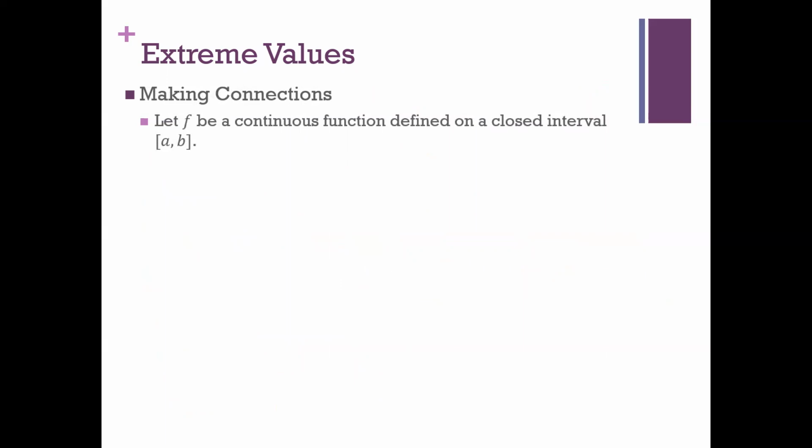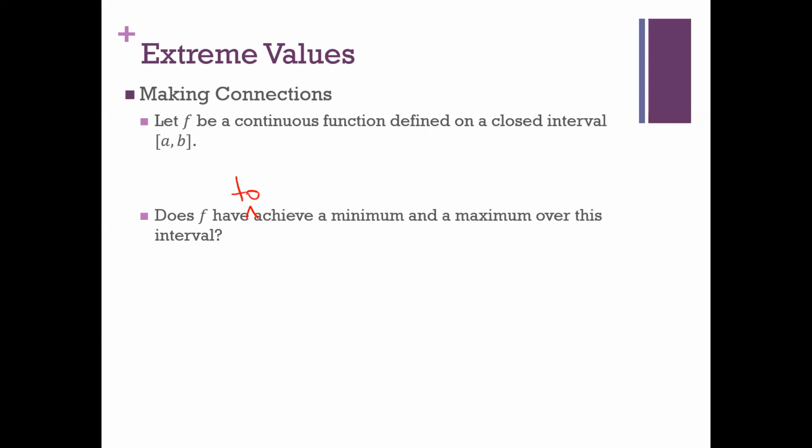So let's think about something here. I want f to be a continuous function defined on some closed interval between two real numbers a and b, whatever they are. Does f have to achieve a minimum and maximum on that interval? What I mean is, is there an absolute maximum and an absolute minimum? Does there have to be? Yeah. Got one vote for yes, they have to exist. We got some head nods for they have to exist.